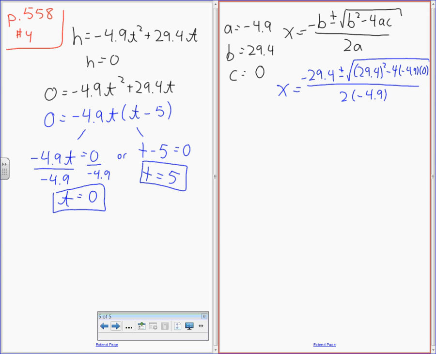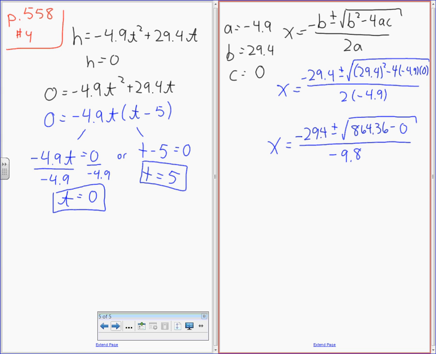Some of you use a calculator; 29.4 squared could be a huge number. And then the negative part cancels out. Now you can see why I prefer to factor it, because this is giving me a headache. Like 864.36, that's tricky, right? All right, I'd like someone to use their brain here, not their calculator. What's the square root of 864.36 going to be? Use some logic. Luke, what's it going to be?